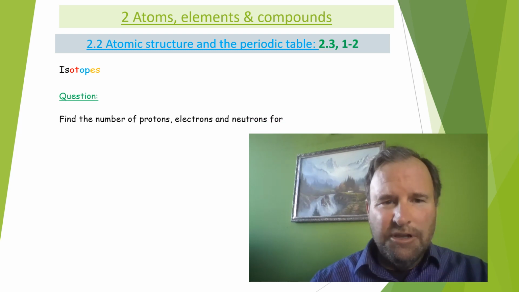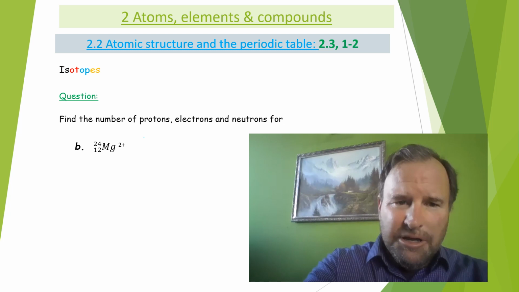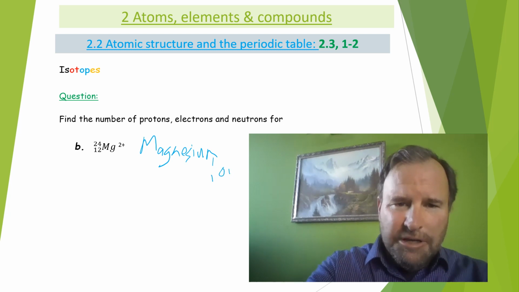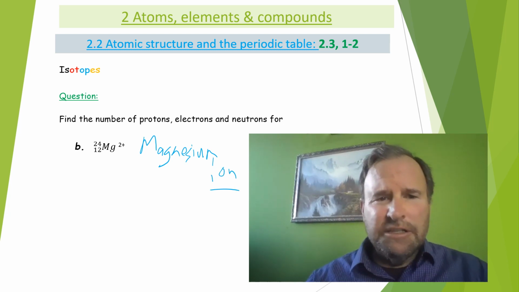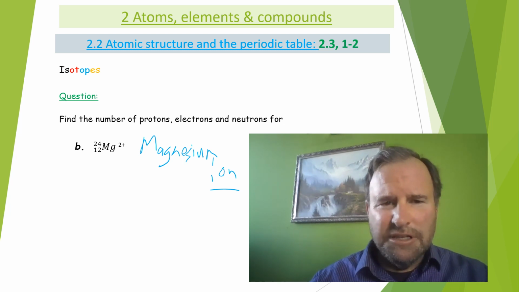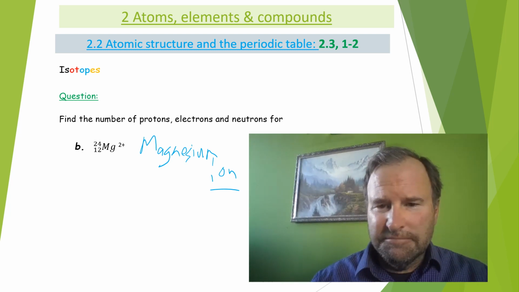Next question, we're going to have a look at a positive ion here. This is called the magnesium ion, just to write down. So no change in the ending because it's a metal. So magnesium ion. Let's see if we can work out, pause this video again, and see if you can work out the number of protons, the number of electrons, and number of neutrons.